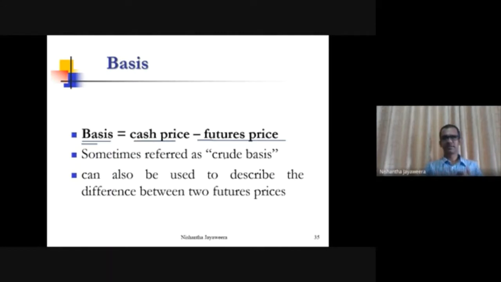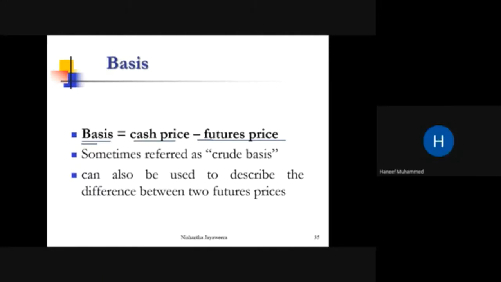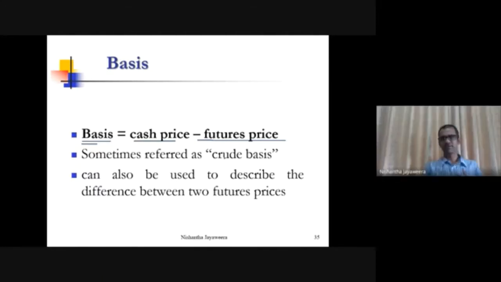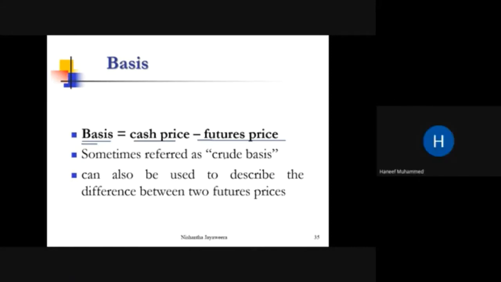Remember, the basis is positive in a contango market or a backwardation market?